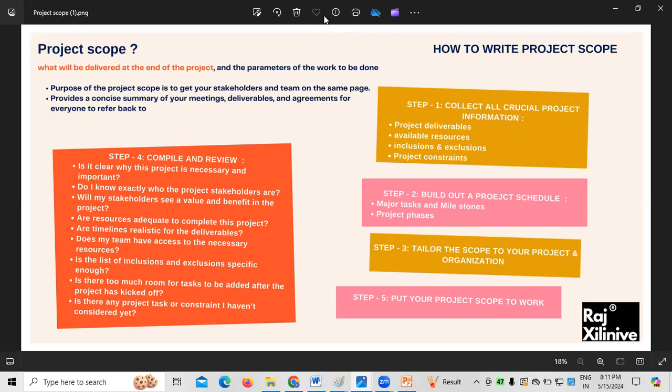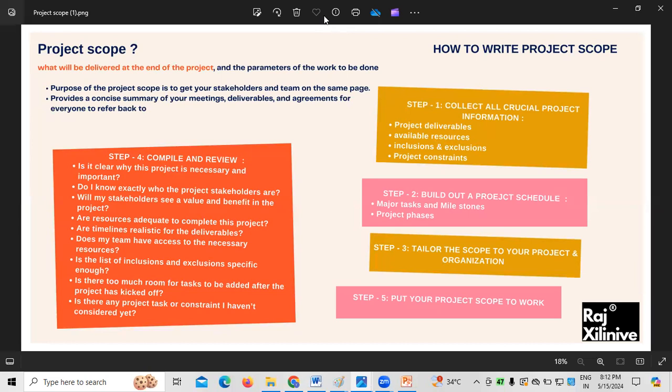Next. Will my stakeholders see a value and benefit in the project? Your people should see value in this project. Okay, that is important. Like business use cases, why are we implementing, what is the end output? Because your stakeholders should see value in this. If your stakeholders have not seen any value, then there will be no value to develop this.